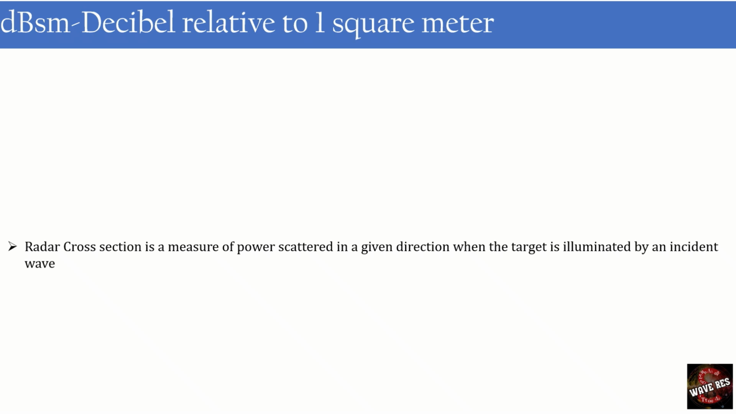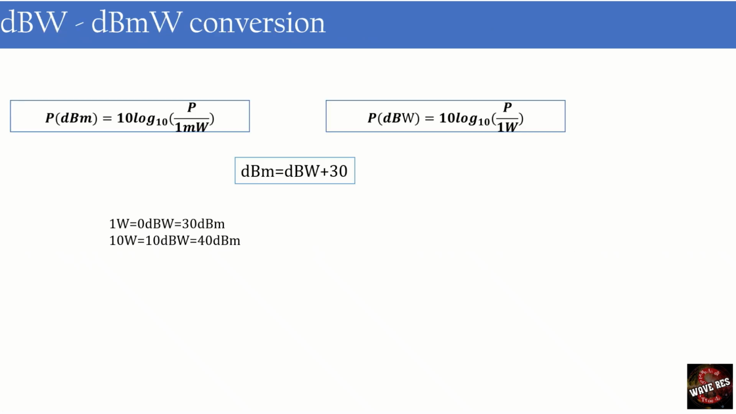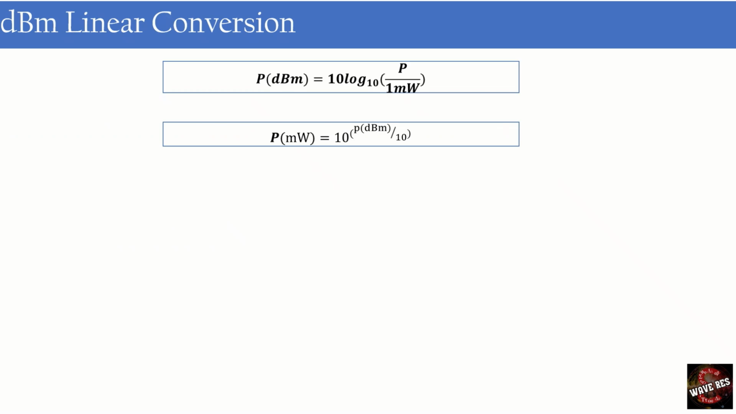Next is dBsm. So this is decibel relative to 1 square meter. So this is the unit of radar cross section. We know that radar cross section is a measure of power scattered in a given direction when the target is illuminated by an incident wave.